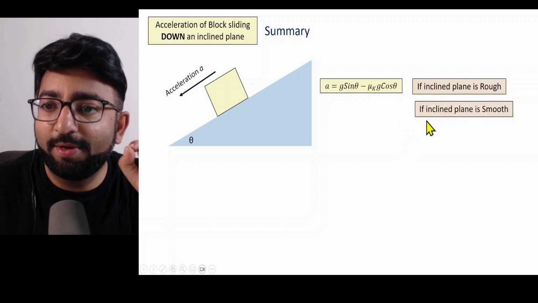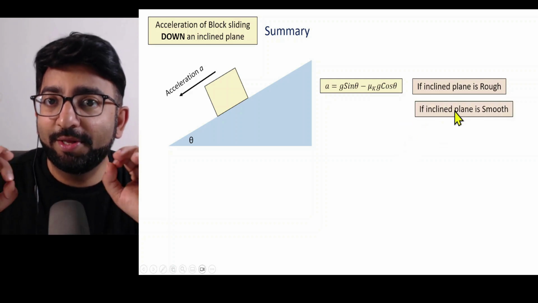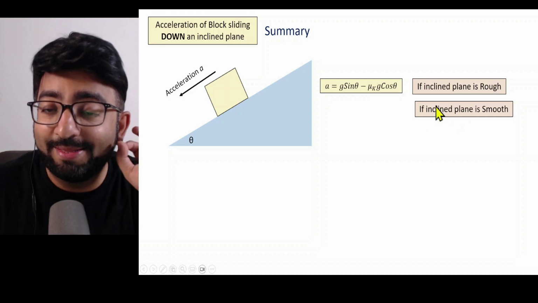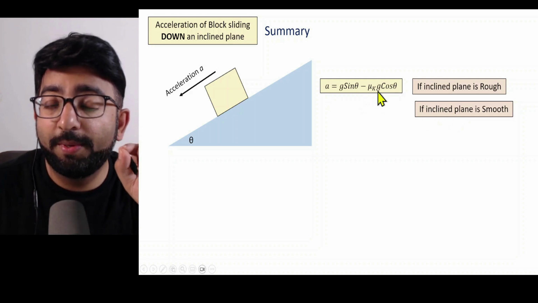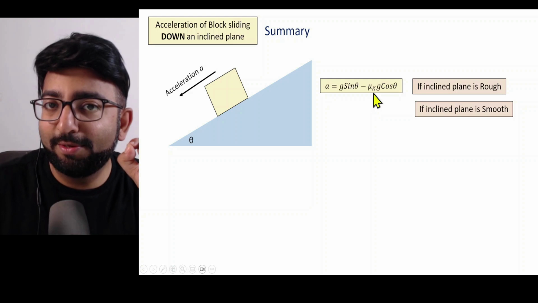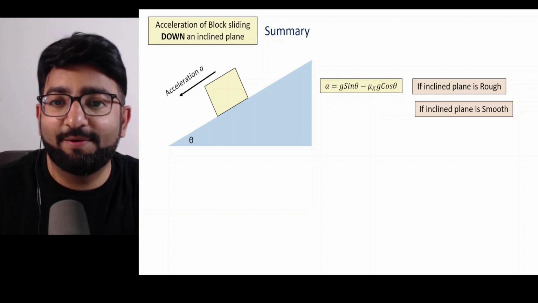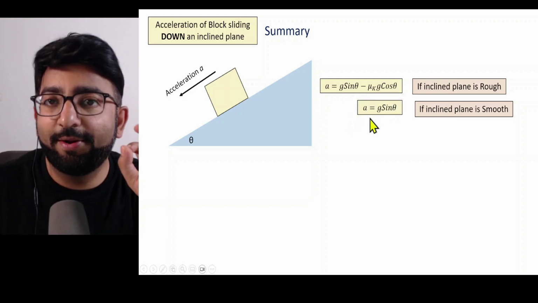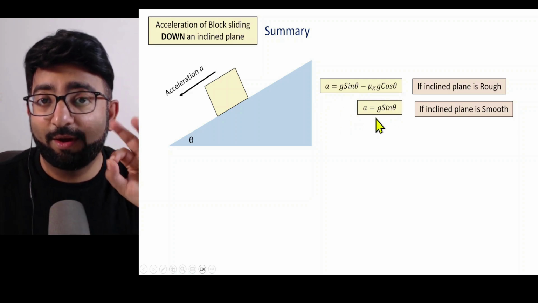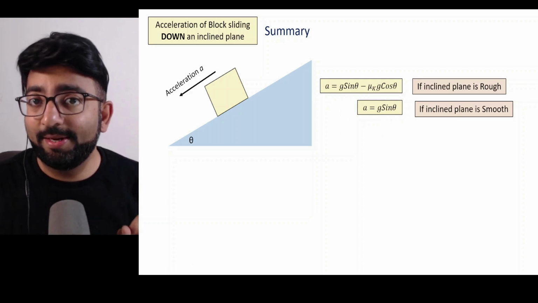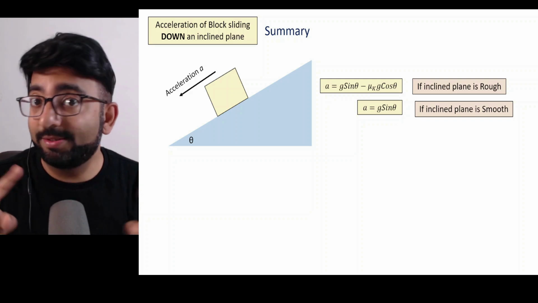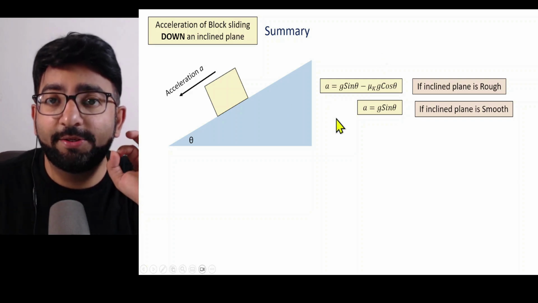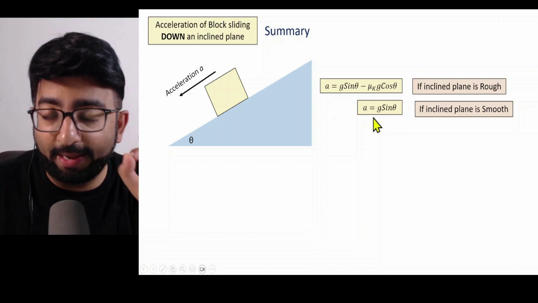Imagine a situation if the inclined plane is smooth, so there is no friction at all. In that case, we can take the value of mu as 0. Mu 0 means it's a frictionless surface. Then the value of acceleration will be just g sine theta. So depending on whether the incline is having friction or it doesn't have friction, the value of acceleration will change. So these are the magnitudes.